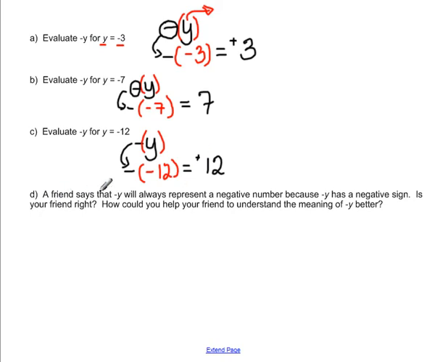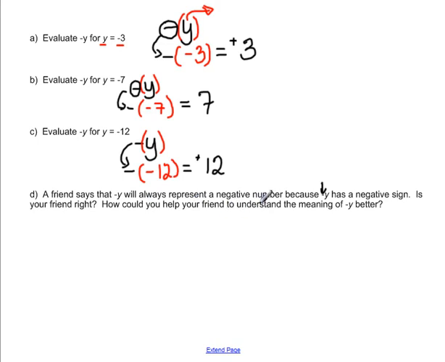A friend says that this symbol, this negative y or opposite of y, will always represent a negative number because there's that negative sign right in front of it. Is your friend right? Well, I think we see by these 3 examples that our friend isn't right. In each one of these examples, when we have this symbol with the negative sign in front of the y, here's 3 examples of where that comes out to be positive.